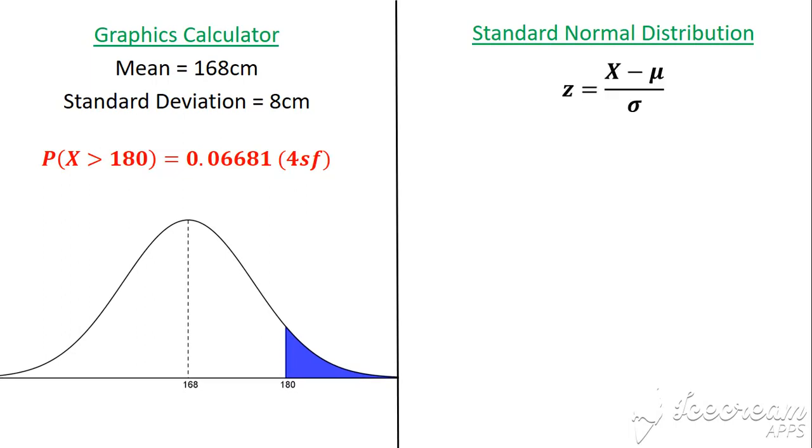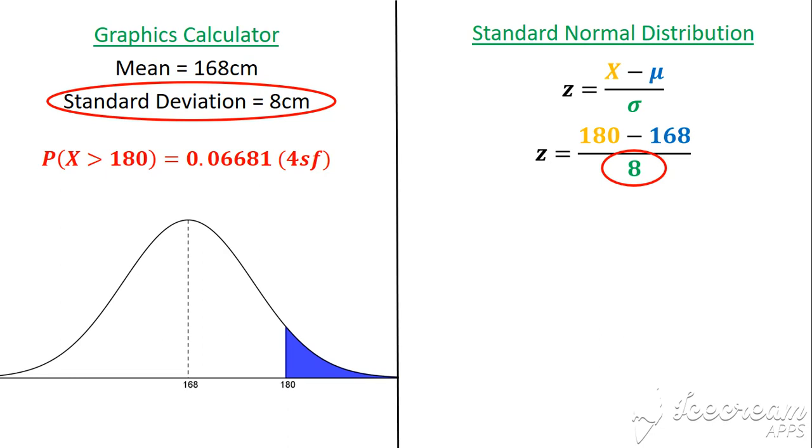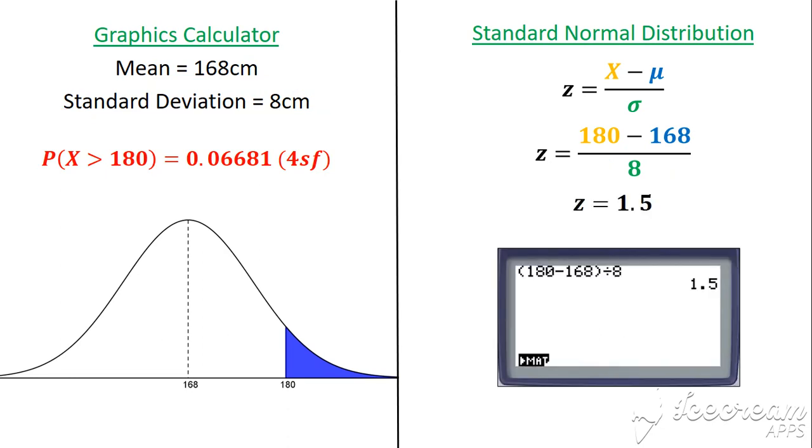Z is equal to x minus mu over sigma. So we get 180 minus 168 over 8. Now 180 is the x value that I want to be less than or greater than. 168 is my mean, my mu, and 8 is my standard deviation, my sigma. Now if you solve that on the calculator, you get Z is equal to 1.5.